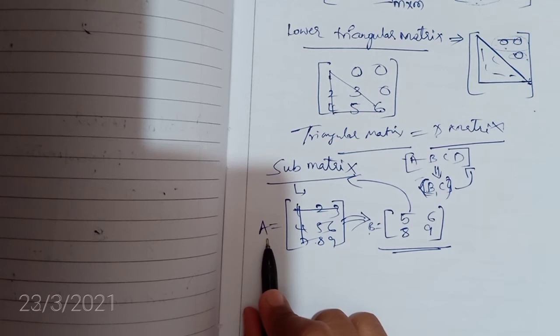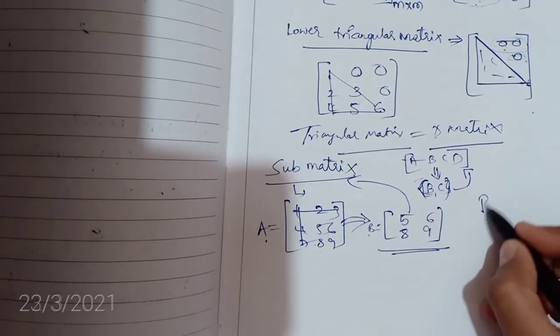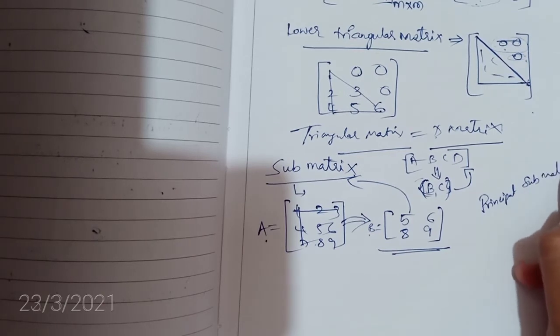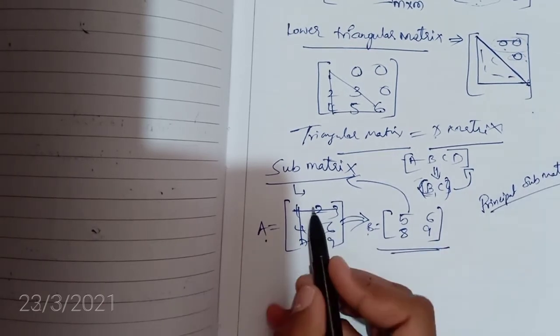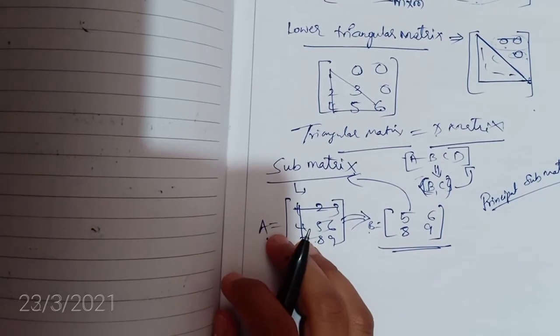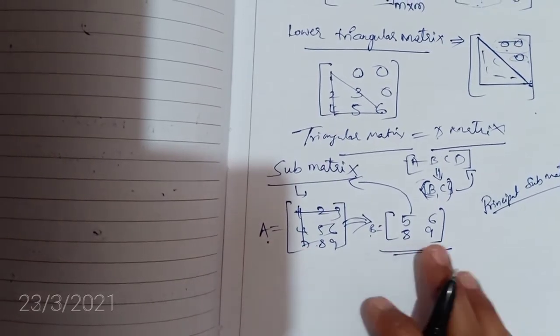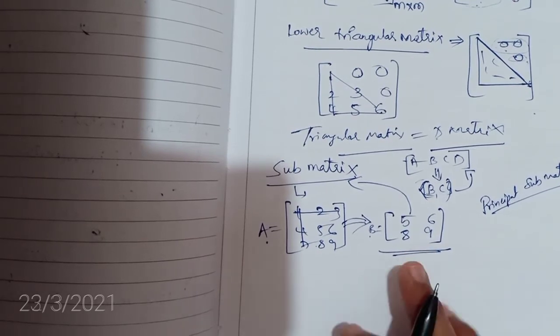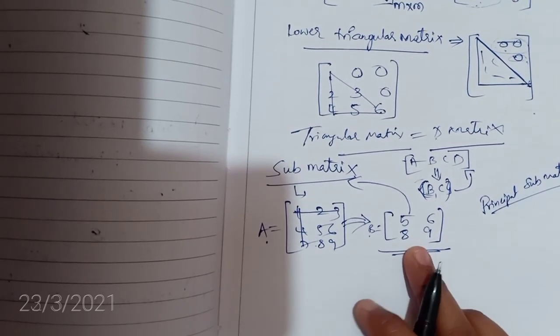Then you have one more concept that is known as principal submatrix. When do you call it a principal submatrix? What is the difference? You must be knowing this as well. Submatrix in the sense you can eliminate any number of rows and any number of columns to obtain a matrix which may be square, which may not be a square matrix. Here coincidentally I have obtained a square matrix.